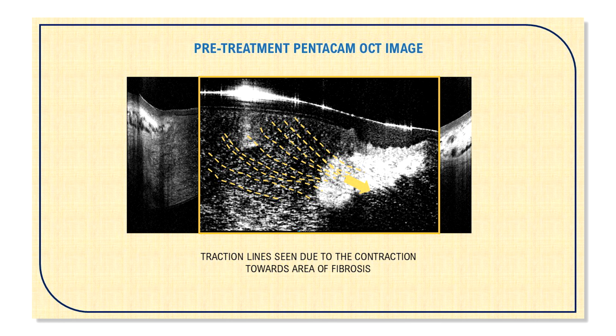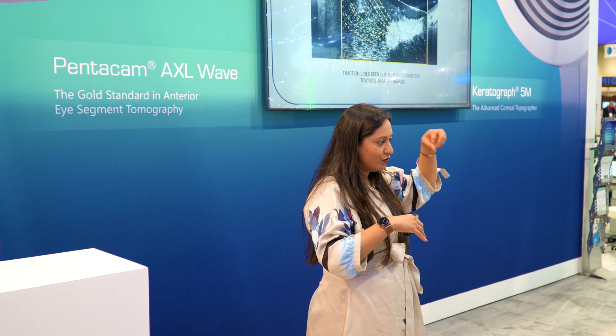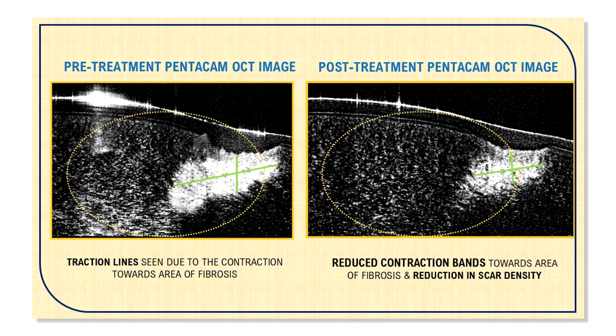When you start giving the treatment, the scar depth is not going to start reducing at the beginning, but you need to start loosening those contraction bands. So again, with the high definition OCT, which is here, you could see the traction bands, and on the other image, you can see the traction bands are actually being cut. So there is reduction in the fibrosis and the scar density. So it will help there as well in quantifying the same.